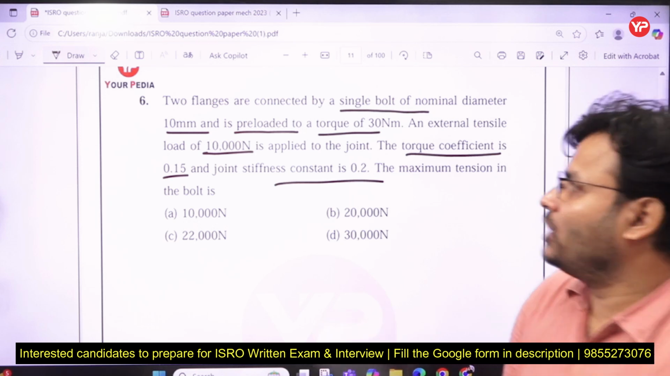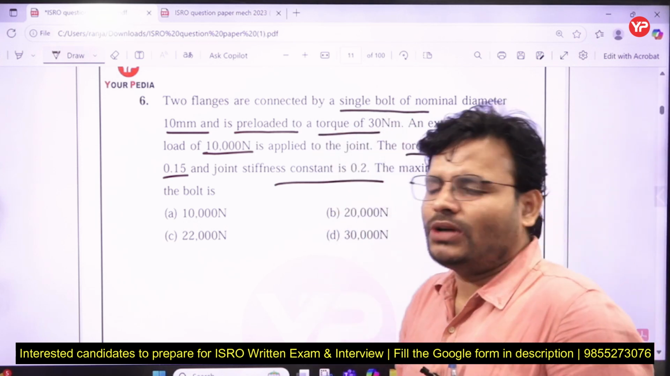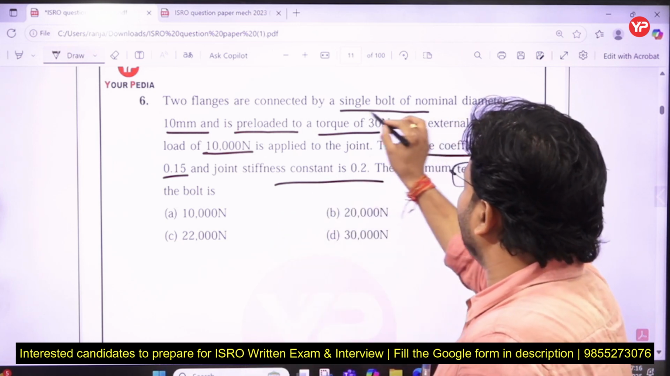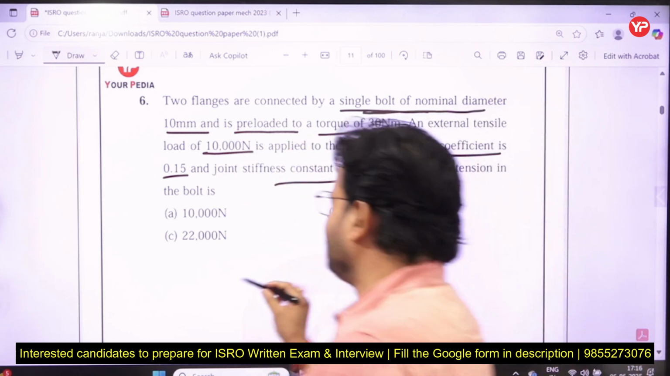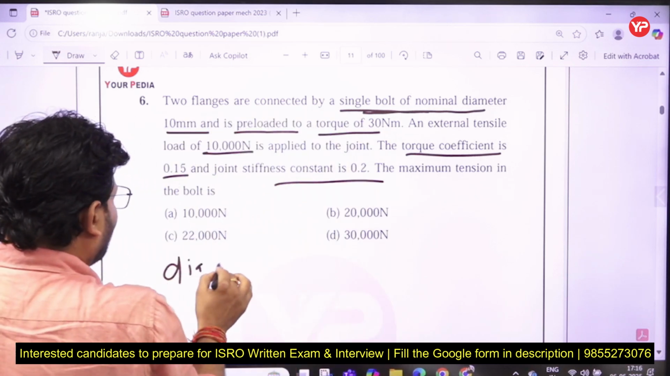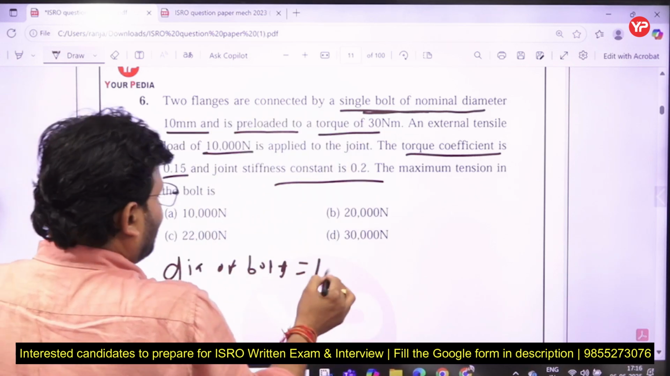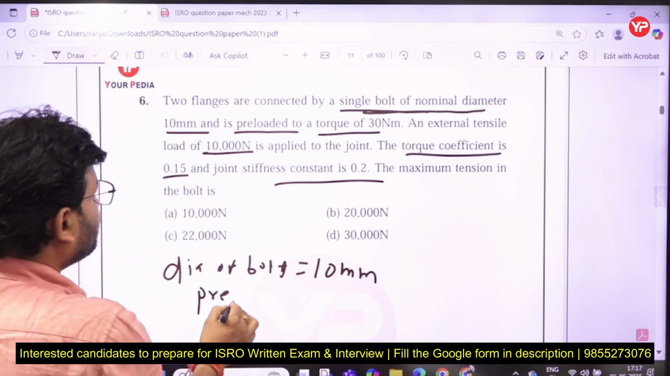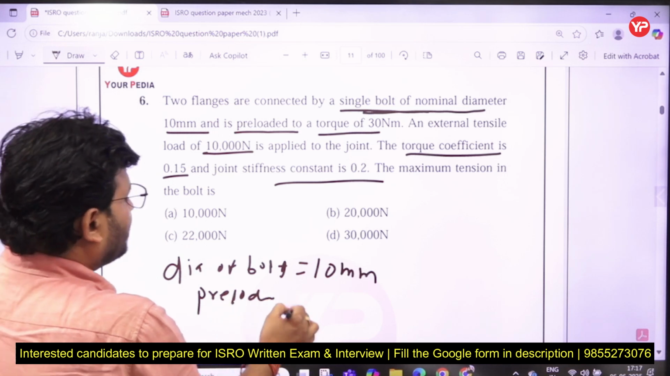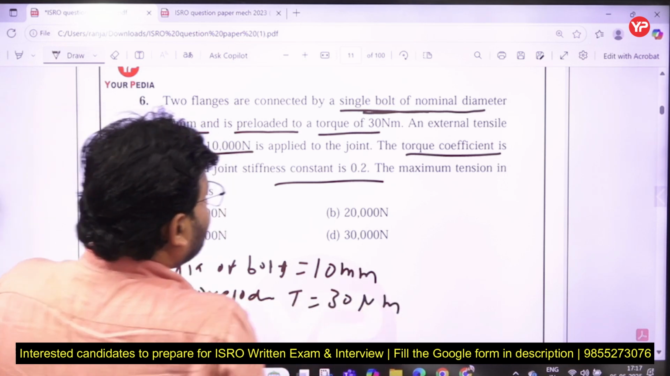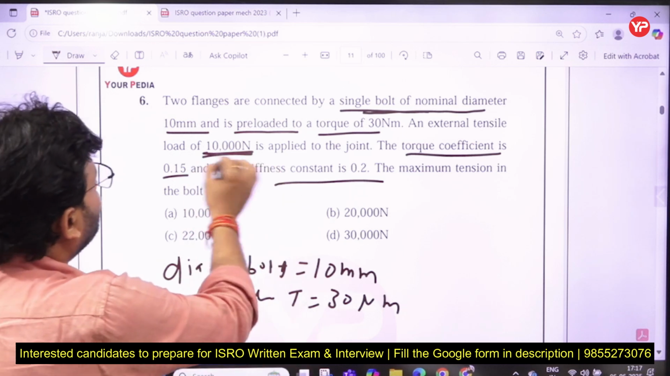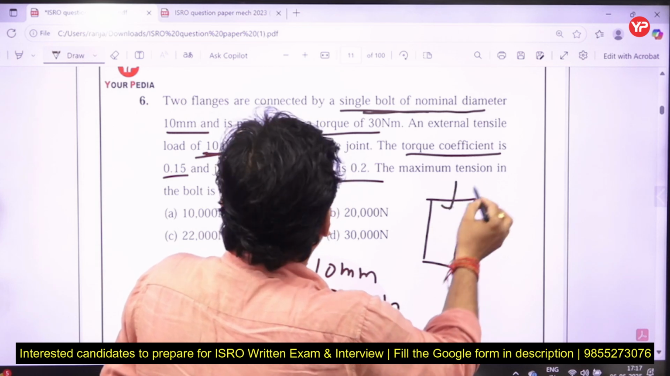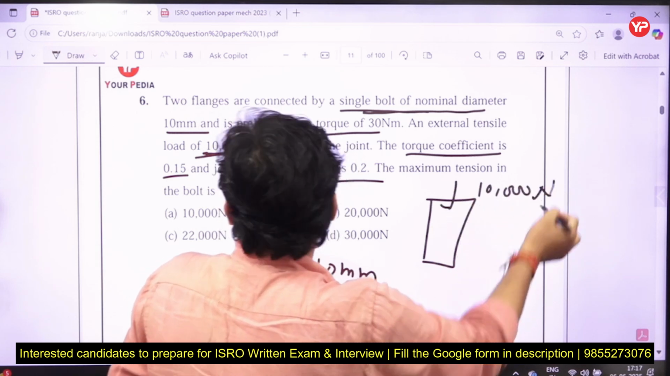So my dear friends, how can we do this? Two flanges are connected by a single bolt. You have two flanges, connected by a single bolt of nominal diameter. So the diameter of the bolt is given here, 10 mm, right? And it is preloaded to a torque, the torque is given as 30 Newton meter. Now see, an external tensile load of 10,000 Newton is applied to the joint. Whatever joint is there, 10,000 Newton force is going to be applied to the joint.